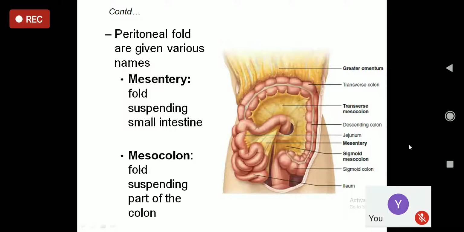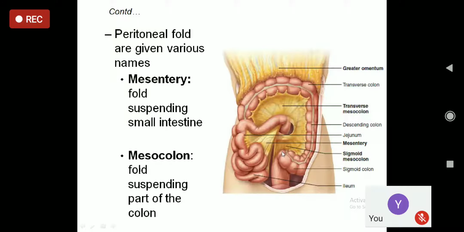The peritoneal folds are given various names, maybe the mesentery or the mesocolon. The mesentery is the fold suspending the small intestine. Here we can see the coils of the small intestine. They are held in proper place with the help of the fold of the peritoneum that is known as the mesentery. This is the root of the mesentery, which holds the small intestine, jejunum and ileum, in its own place. And they are the coils of the small intestine.